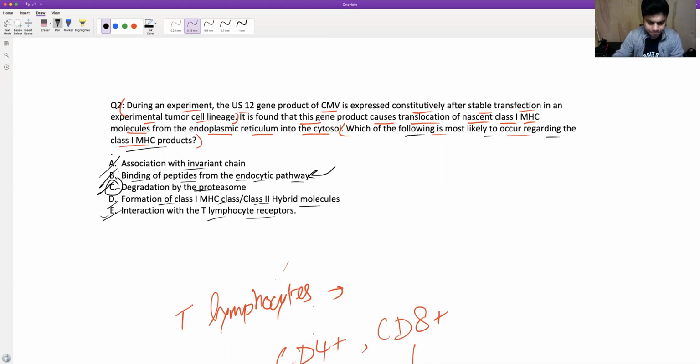I don't think so. If this MHC molecule is not going to the Golgi bodies, it is never going to the cell surface, and if it is not going to the cell surface, it is not interacting with the T lymphocyte receptors. So your answer is proteasome, ubiquitin proteasome degradation.